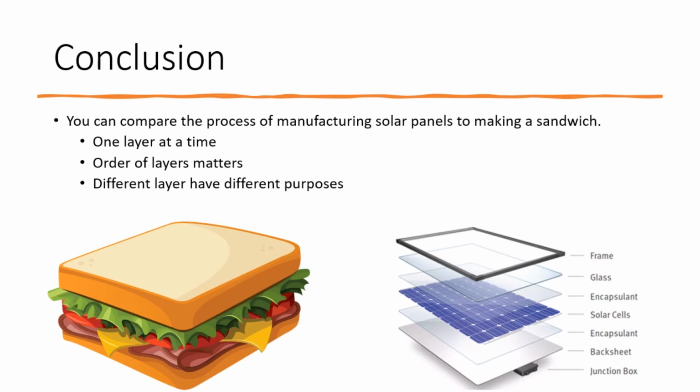And each different layer has different purposes. The bread can be thought of kind of like the back sheet in the frame. The meat can be thought of as the solar cells, and say the lettuce and tomato can be thought of as the glass.